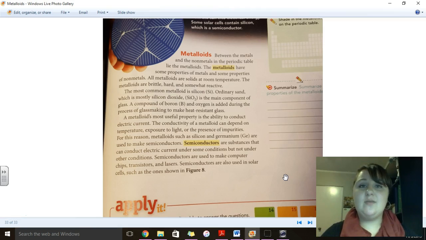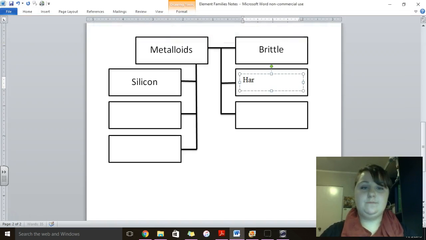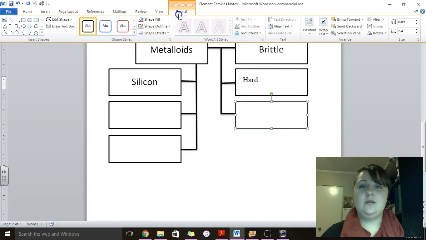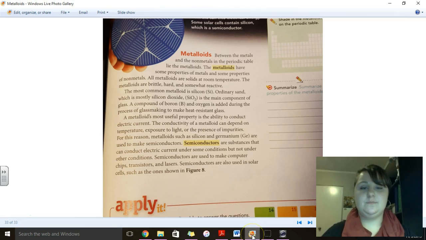Oh, so there are some other things already we can put on our list. So we already have that they're brittle. So we can put that they are hard and that they are somewhat reactive, which means they react only sometimes. The most common metalloid is silicon.